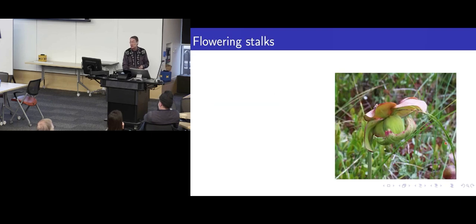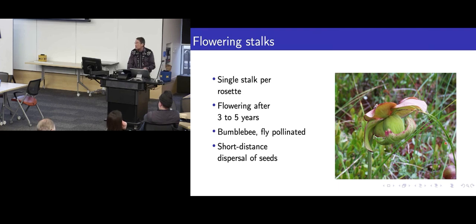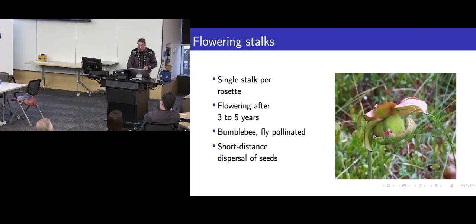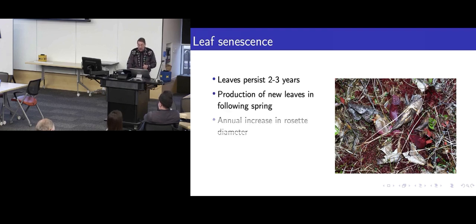The plant puts up this beautiful flowering stalk, a single stalk per rosette, and it will only flower after about 3 to 5 years. Remember, it's going to live to 30 to 50 years. It is bumblebee and fly pollinated, and there's relatively short distance dispersal of the seeds. They really don't travel very far away from this flowering stalk. Okay, the leaves persist for about 2 or 3 years, and then they'll start to break down. There's a new whorl of leaves that's produced each spring, and annually the rosette will increase in diameter.